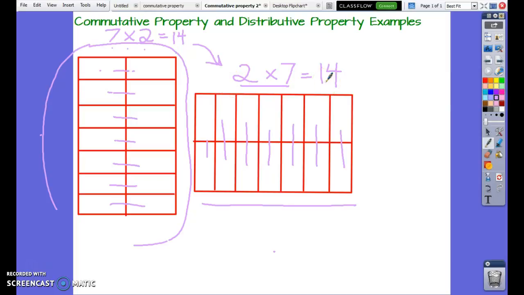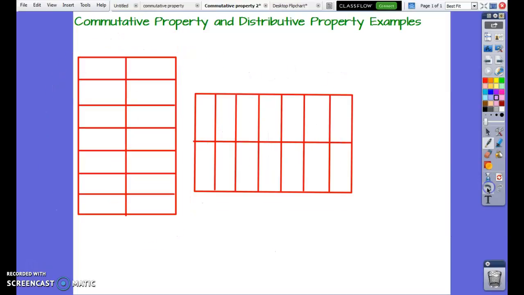Okay, so now I'm going to clear those annotations, and I'm going to talk about distributive property. And when I look at my first grouping here, I know that our problem was 7 times 2. But what if I don't know what 7 times 2 is? I can easily break this problem into 2 parts, right down the middle.